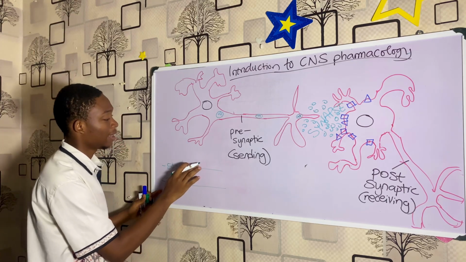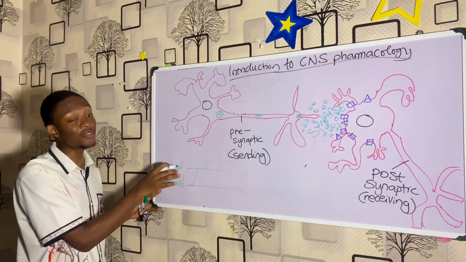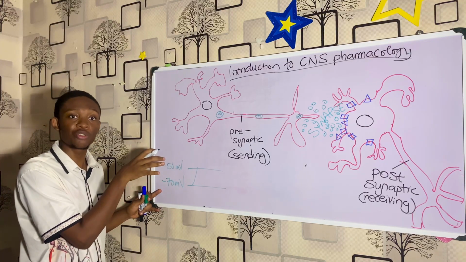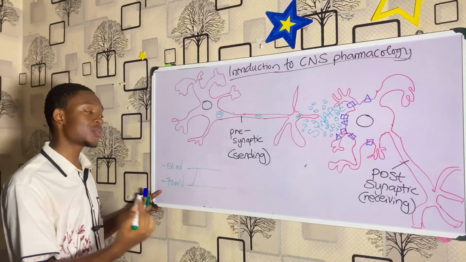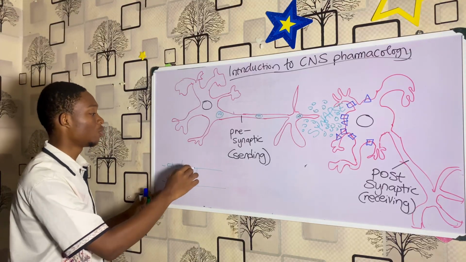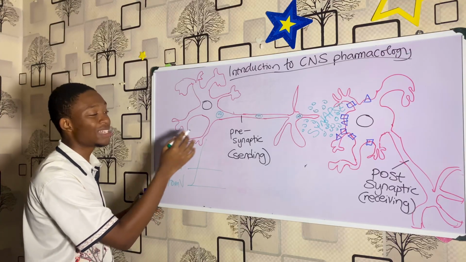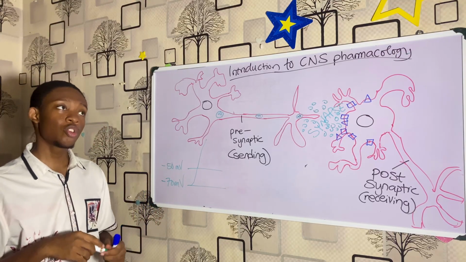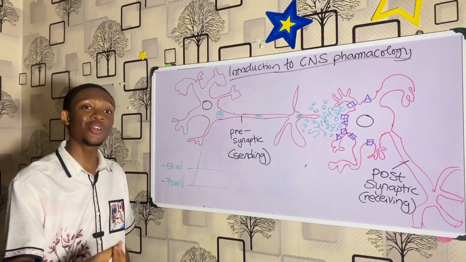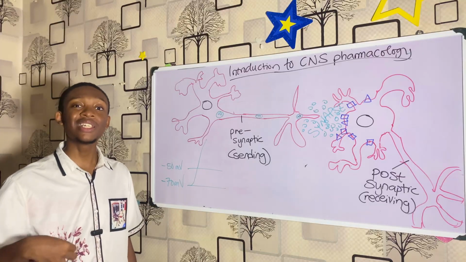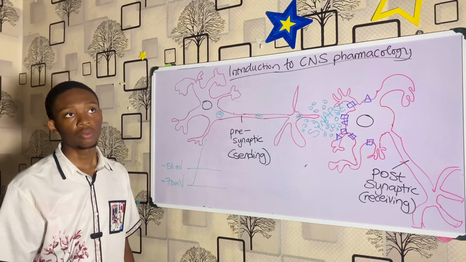Can go higher. And if it crosses the threshold, let's say it crosses negative 50, let's assume that this is the threshold. If it crosses the threshold, then the neuron experiences what is known as an action potential, which is a rapid increase in the positivity inside the cell. So excitatory postsynaptic potentials increase the possibility of an action potential because they increase the positivity of the neuron.